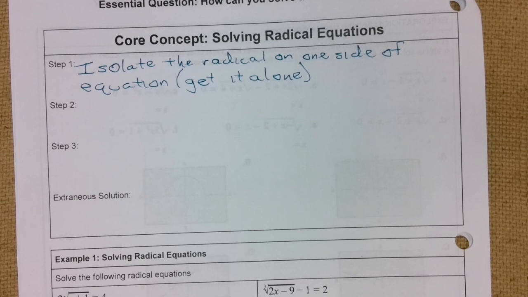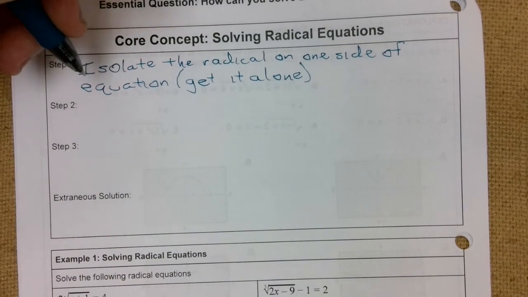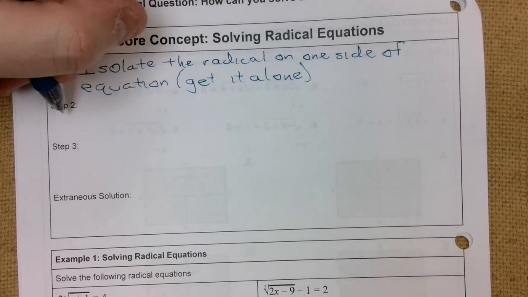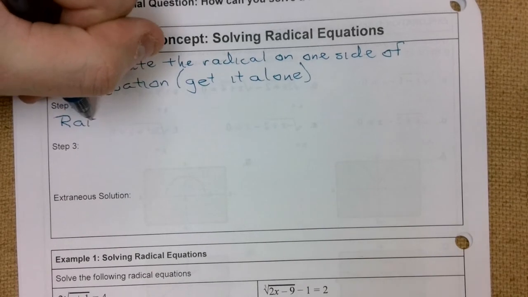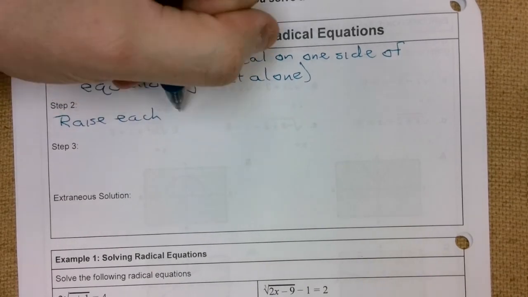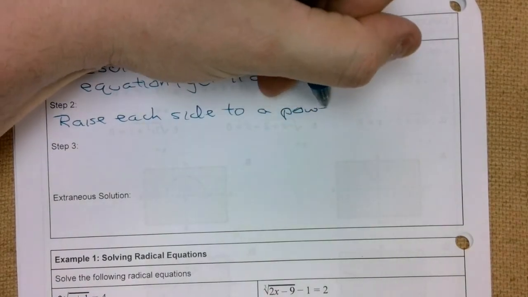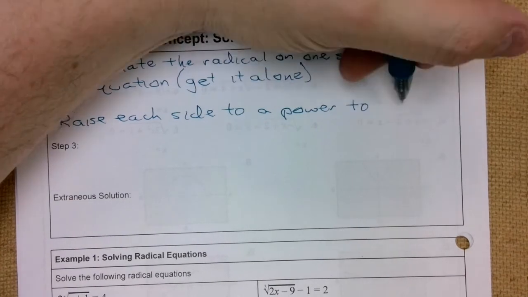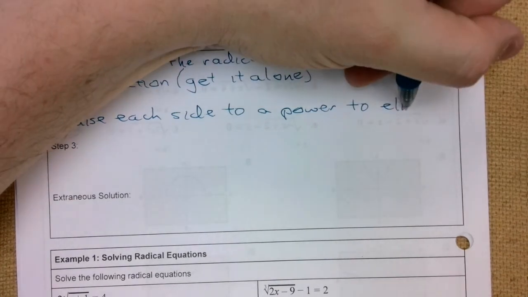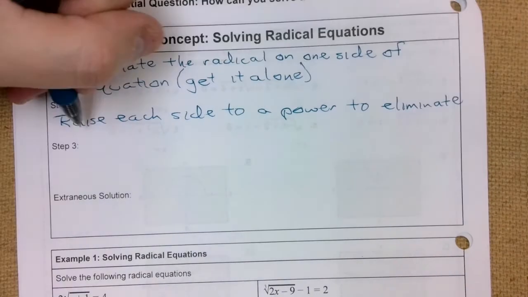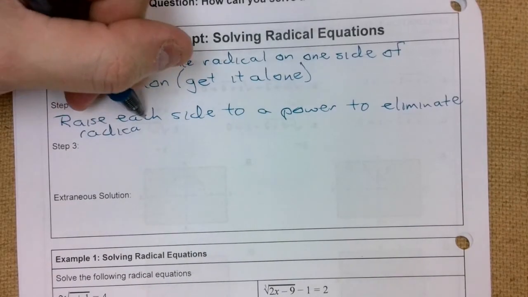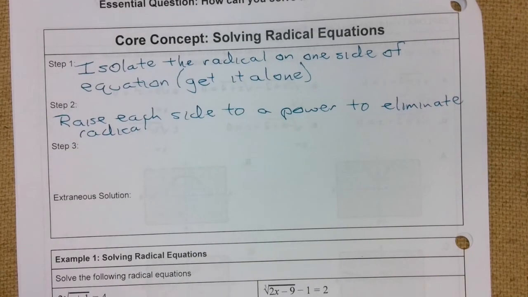Next step: we have to eliminate the radical sign, so we need to raise each side to a power to eliminate the radical. That's our second step. The third step is we just want to solve it now, so solve using algebra.